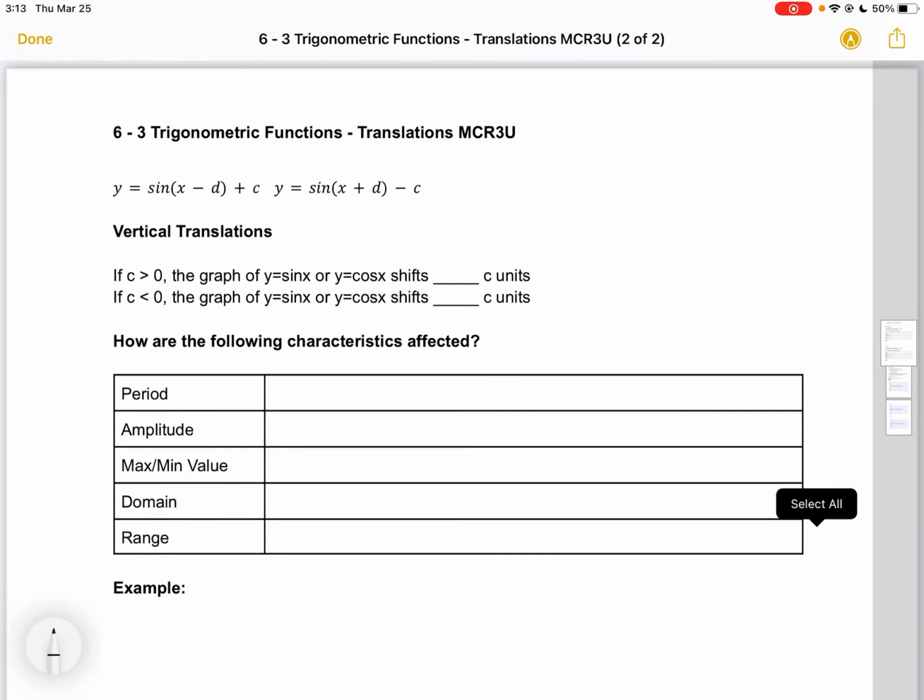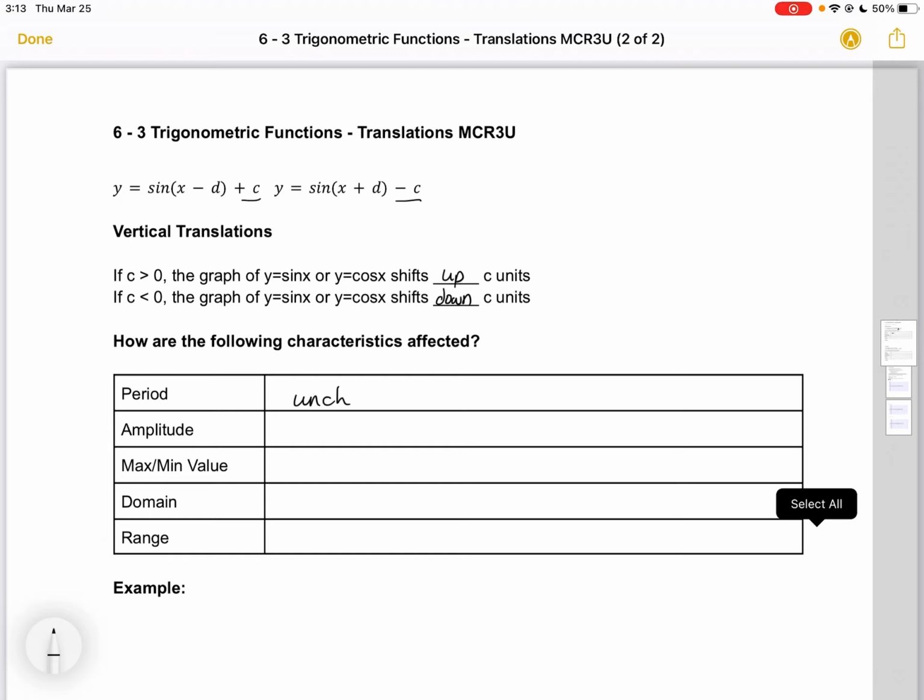This video goes over trig function translations, so horizontal and vertical shifts. For vertical translations, if c, this constant at the end, is greater than 0, the graph of y equals sine x or cos x is going to shift up. If c is less than 0, the graph is going to shift down.